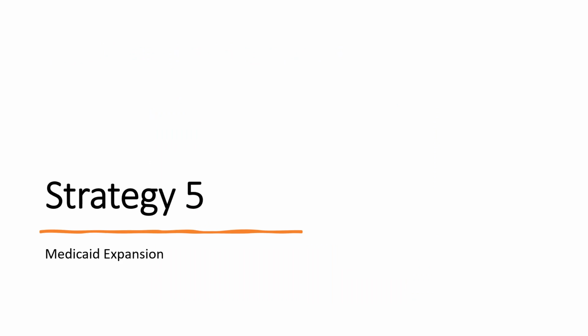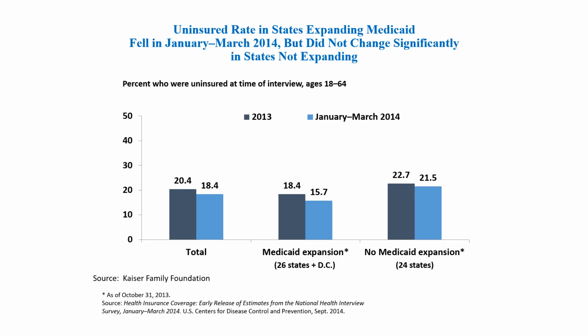So the final and fifth strategy was Medicaid expansion. States were eligible to expand Medicaid in January of 2014. And you can see in this slide from the Kaiser Family Foundation, just comparing the states that did expand at that point in time to those that did not, that there was a bigger drop, from about 18.4% to 15.7% in the states that expanded, but only a slight drop from 22.7% to 21.5% in the states that did not expand.